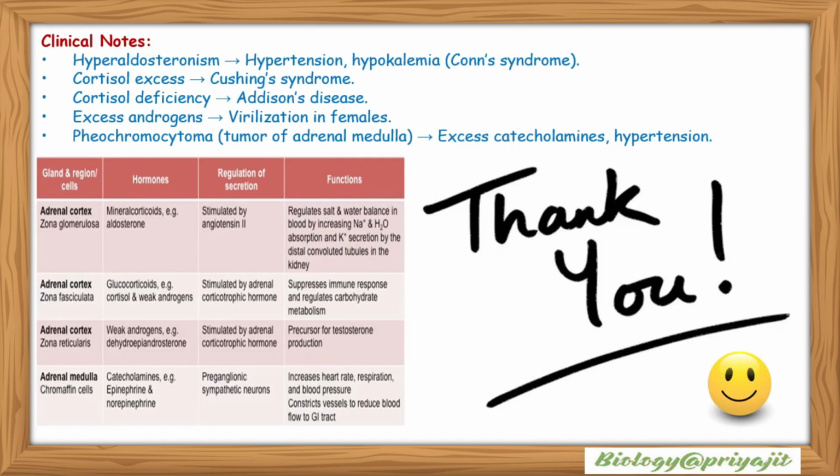Hyperaldosteronism causes hypertension and hypokalemia, or Conn syndrome. Cortisol excess causes Cushing syndrome. Cortisol deficiency causes Addison's disease. Excess androgen causes virilization in females. Pheochromocytoma, which is a tumor of the adrenal gland, causes excess catecholamines and hypertension.